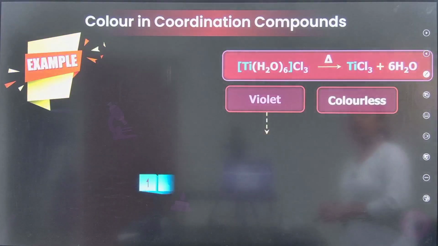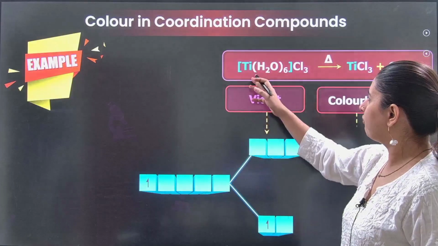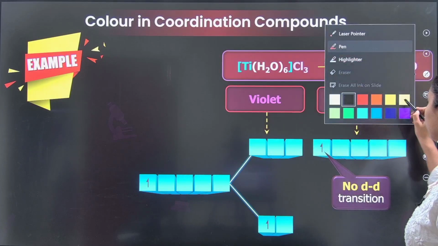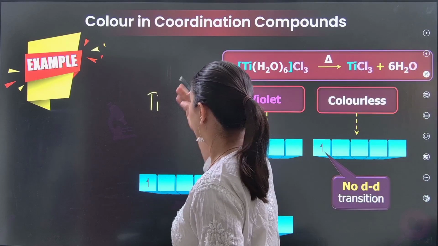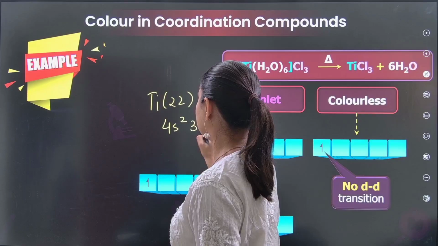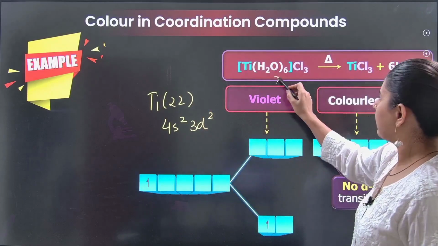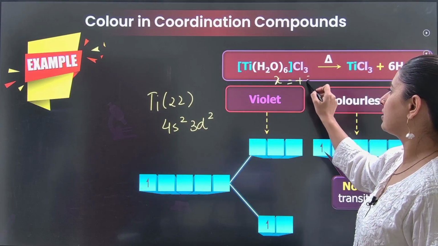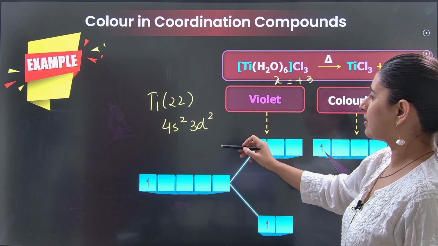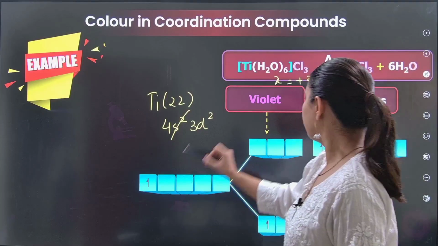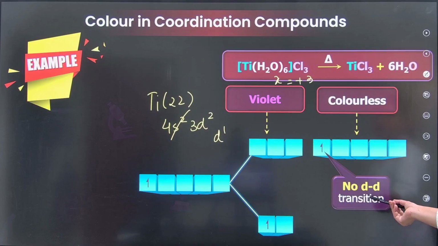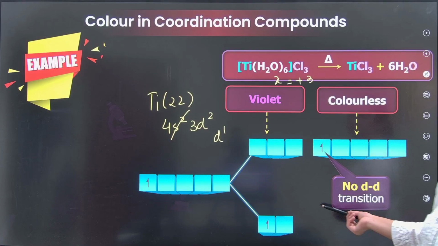But check this out. If you have this option of titanium, which is 3+, so titanium, that means 22, 4s2, 3d2. So you can see x is equal to +3. 3 will go here, +3. So x is equal to +3 means there is just one electron. Only one electron we have, and we are saying there is no possibility of the d-d transition out here.